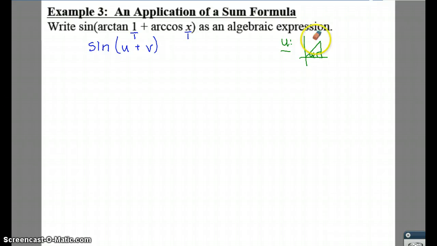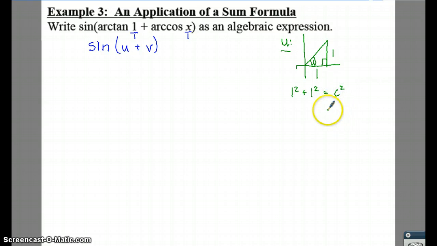I'm going to draw this a little bigger. For this triangle, one side is 1, the other side is 1 also. In order to find the hypotenuse, you take 1 squared plus 1 squared equals the hypotenuse squared, or 1 plus 1 is 2. 2 equals c squared, so c will equal radical 2. So your hypotenuse is radical 2.